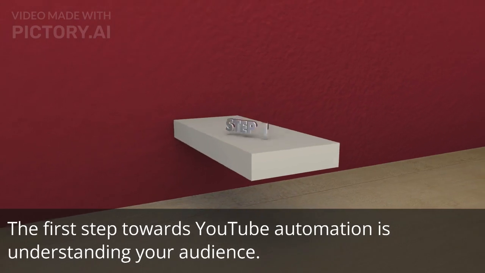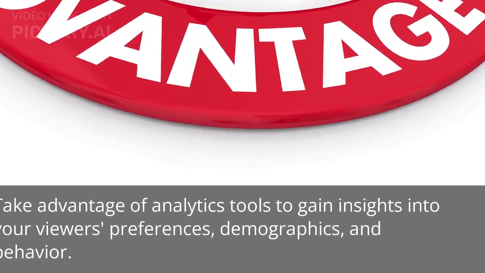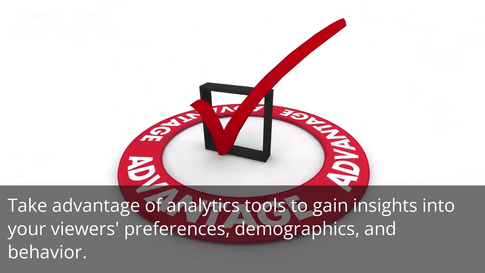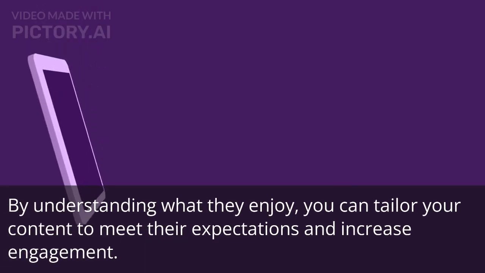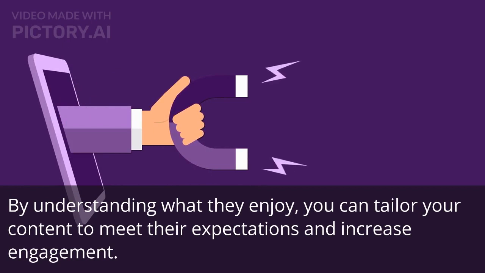The first step towards YouTube automation is understanding your audience. Take advantage of analytics tools to gain insights into your viewers' preferences, demographics, and behavior. By understanding what they enjoy, you can tailor your content to meet their expectations and increase engagement.